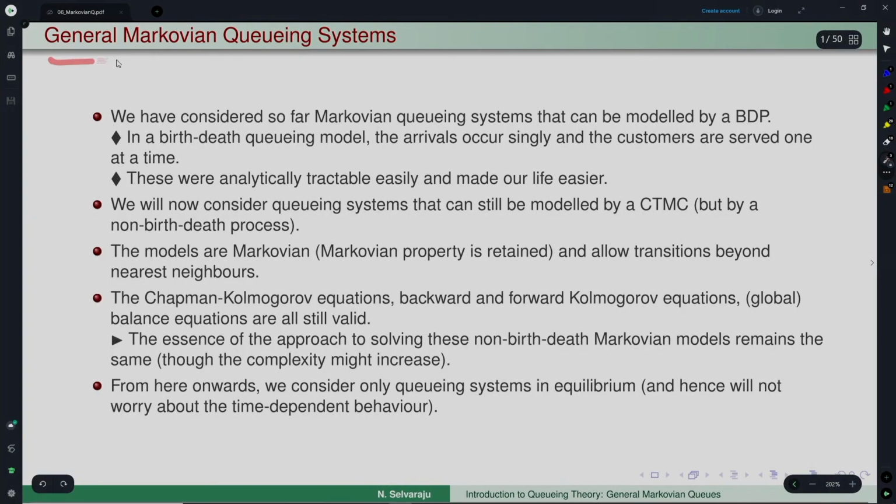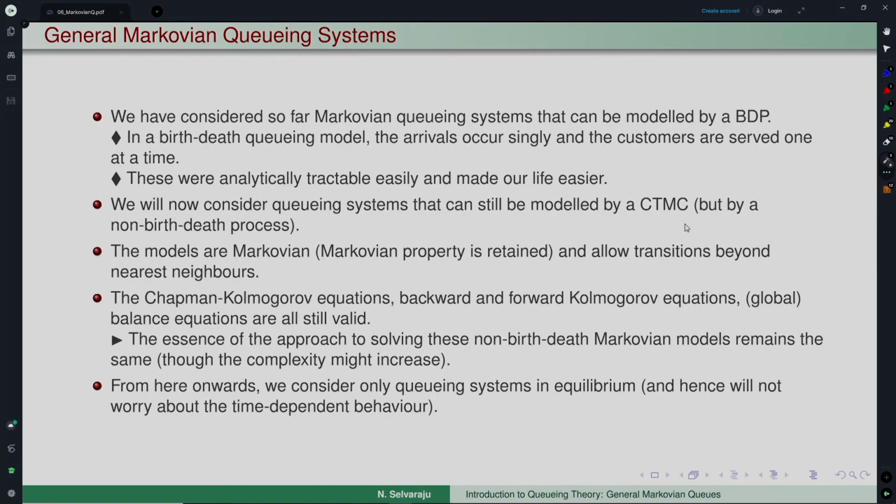Now what we are going to consider is still Markovian queuing systems only, but these are modeled by a non-birth-death process. That is why we call this general Markovian queuing systems. That does not mean that the previous ones were not Markovian queuing systems, they were also, but those were a specific class of Markovian queuing systems which we have considered. But we will now consider models which can be modeled by a general continuous time Markov chain. So, when we say Markovian queuing systems, we are looking for a Markovian model which is a continuous time Markov chain. It is still in continuous time, but the state space is discrete, and it is a non-birth-death process.